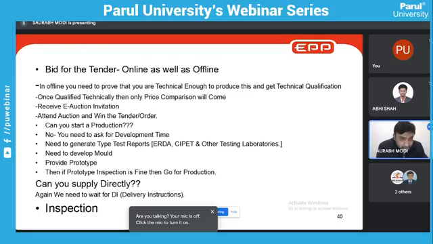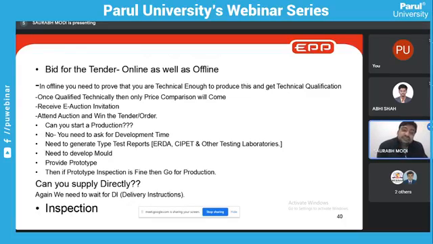Okay, so now suppose you have got the order. Now, can you start the production? No. You need to develop the prototype, what I mentioned. You need to generate the type test reports through the testing laboratory. You need to generate the die. You need to provide the client that prototype, and then if that inspection is fine, if it is as per their requirement, then only you can start your production.